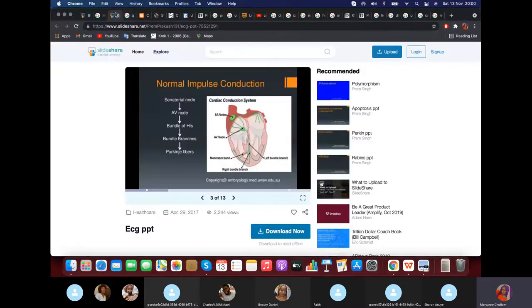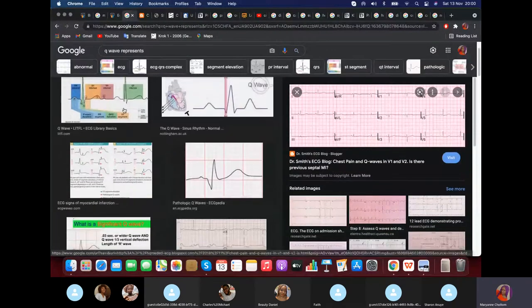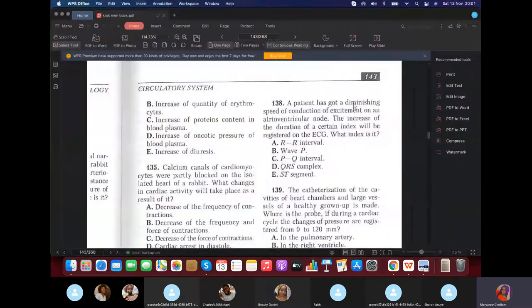When I was explaining the ECG to you, let's look for that first picture I was using. I told you that this is your P wave, the atrial depolarization and so on. I didn't talk about this PR segment. Remember I told you that when the impulse goes from the SA node to the AV node, there's a delay. This is it here, the PR interval. So if they tell you that a patient has diminishing speed of conduction on the AV node, the increased duration of what index will be registered on the ECG.